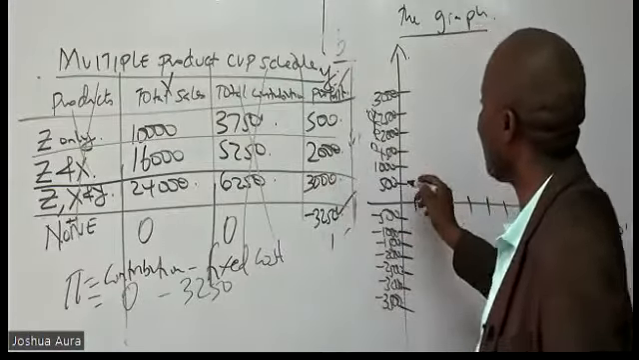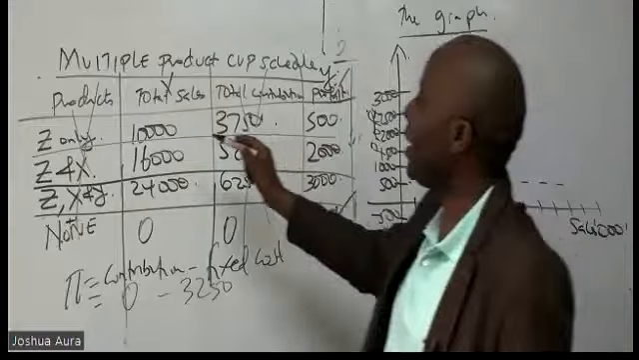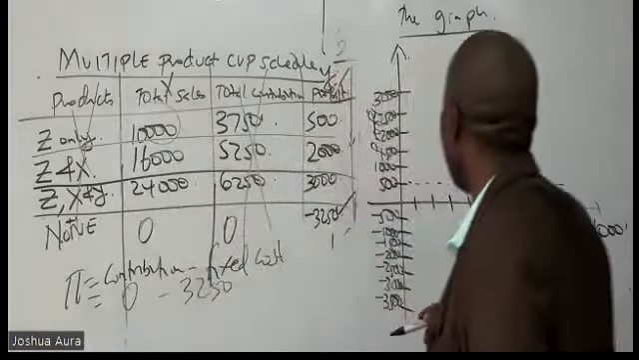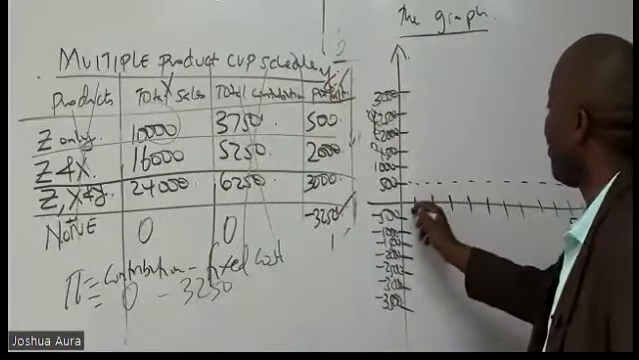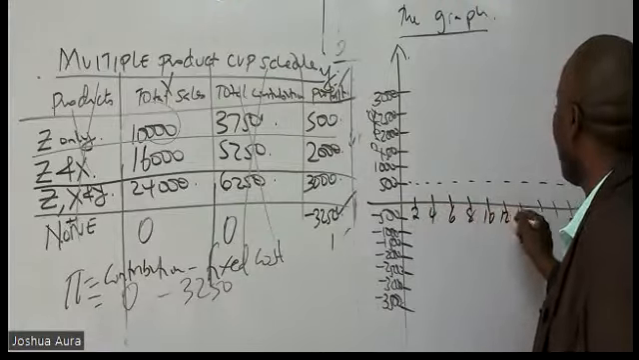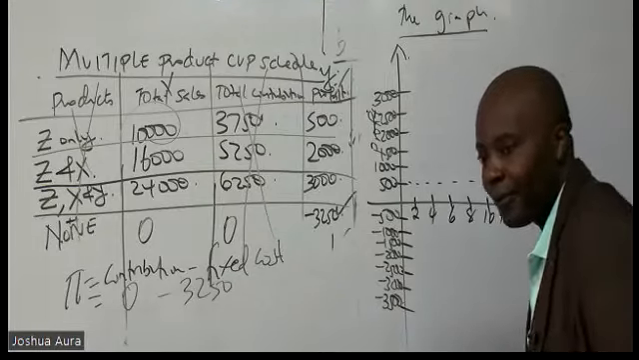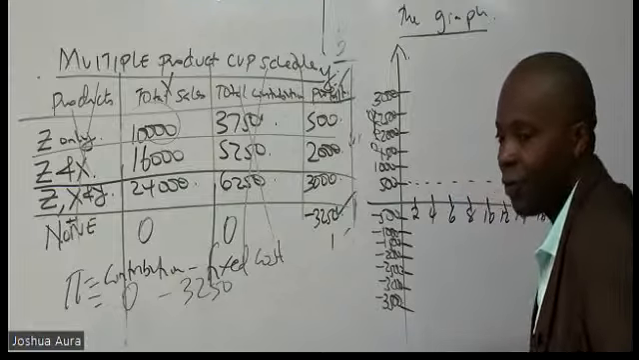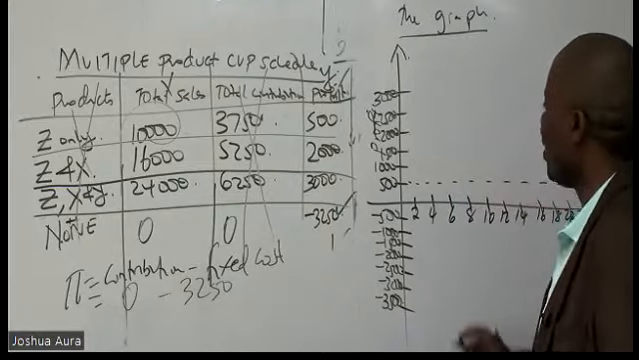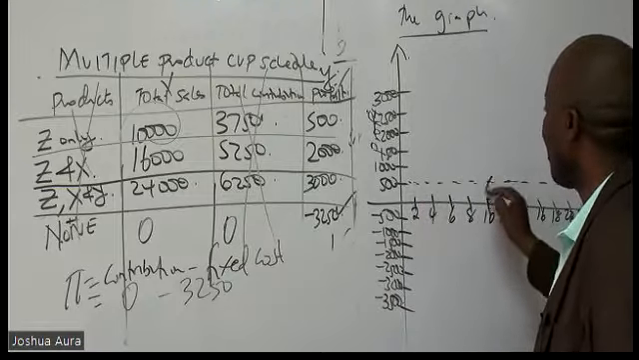So when profit is 500, we can see that the y is 10,000. I've not even done mine. 2, 4, 6, 8, 10, 12, 14, 16, 18, 20, 22, 24. Right. So in this case here, when profit is 500, we have x is 10. You put a mark there.